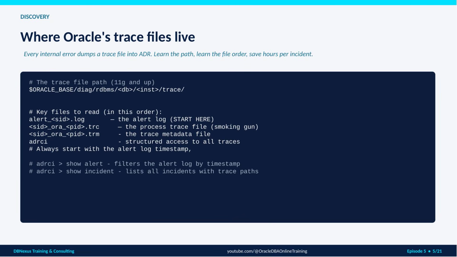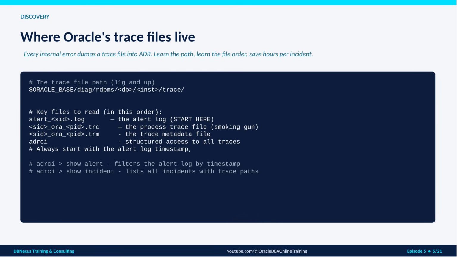And this is a pro tip. Use ADRCI, the command-line tool. Type show alert, it filters by timestamp automatically. Type show incident, it lists every incident with the trace paths. Beats grep every time. Now let's learn how to actually read these files.